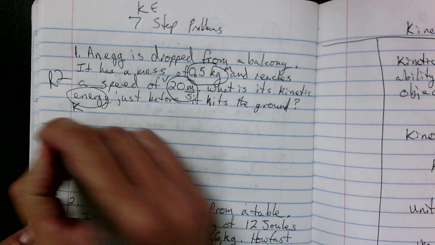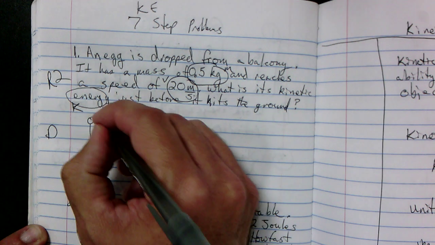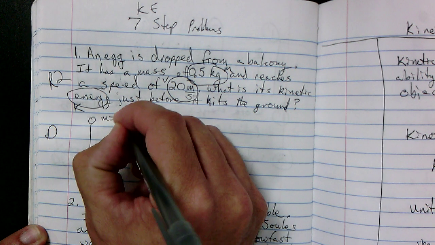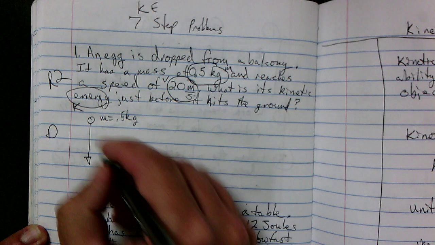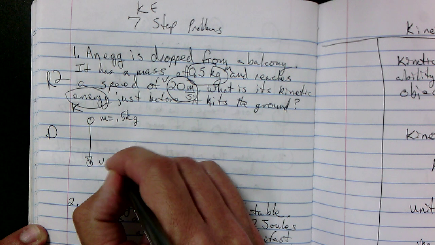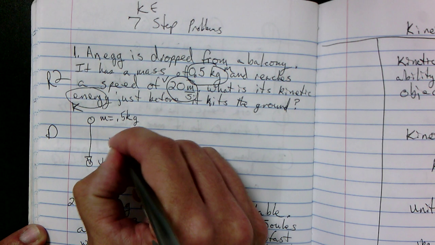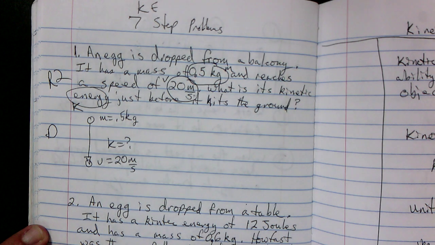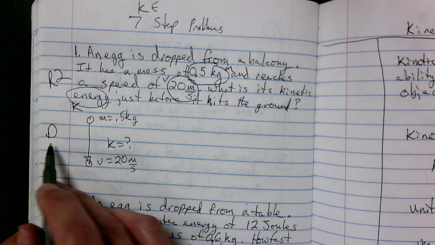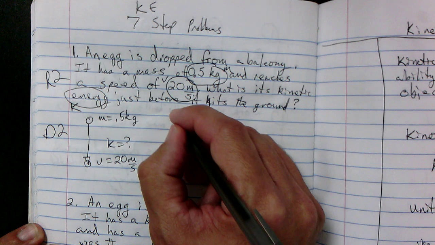Now I'm going to draw my story. I've got an egg. I'm going to drop it. The mass of the egg is 0.5 kilograms. The velocity, right here, the velocity just before it hits the ground is 20 meters per second. K equals question mark. Okay, so I've drawn my story. I've labeled it. Now I'm going to do my guess.